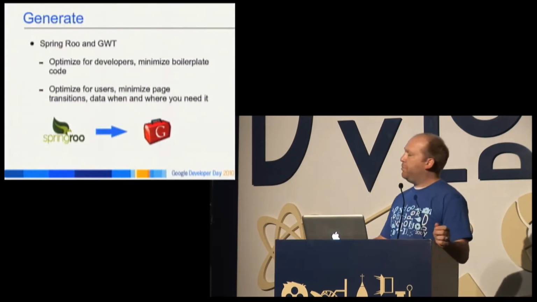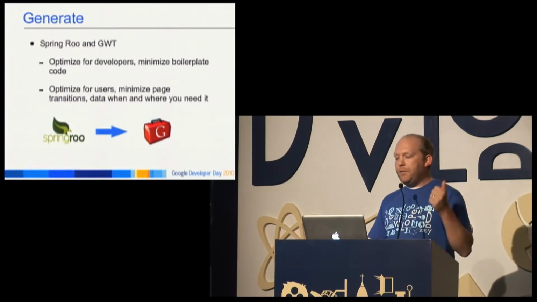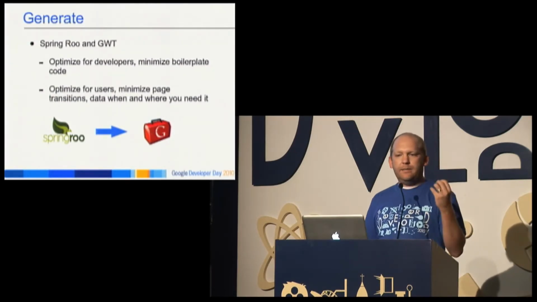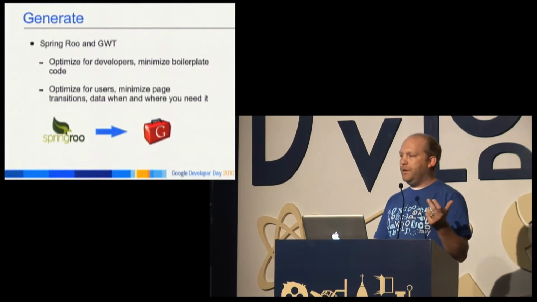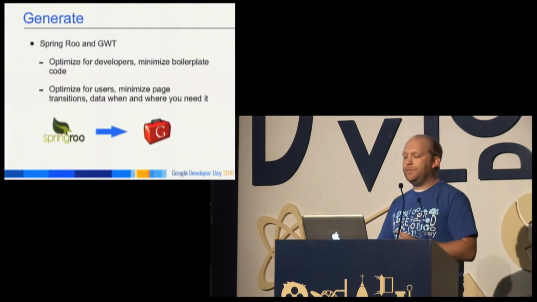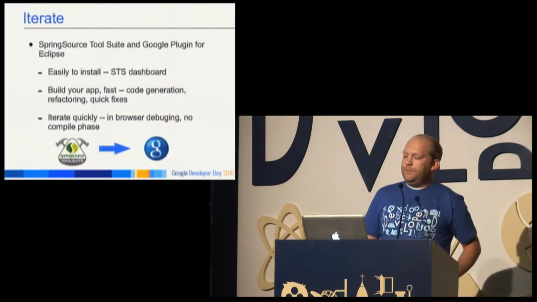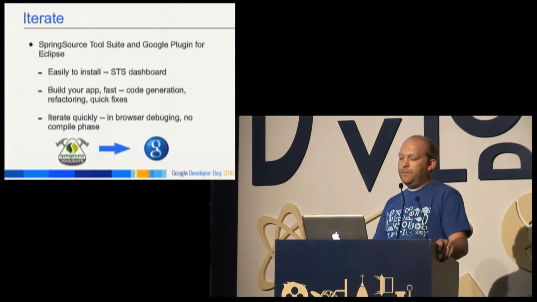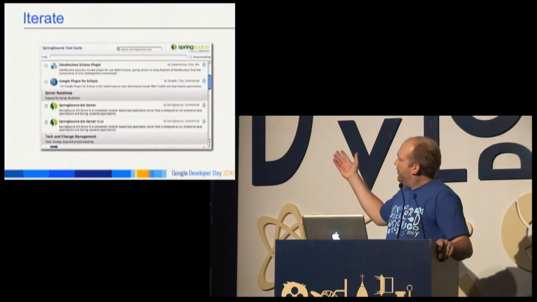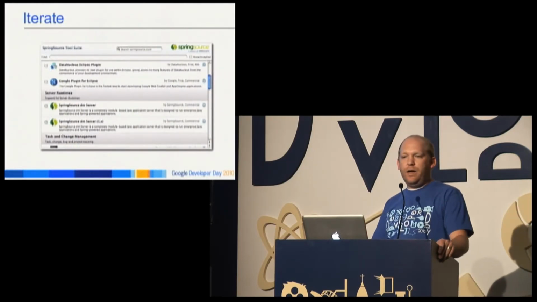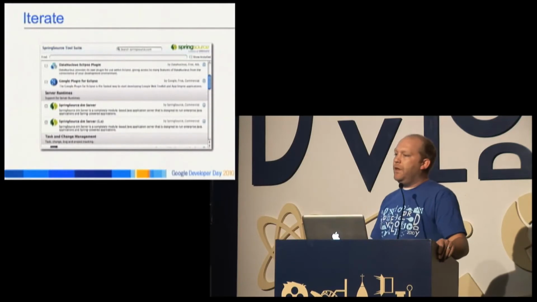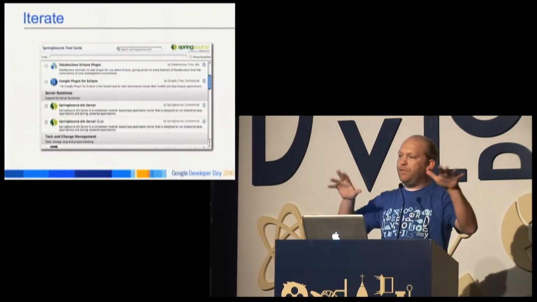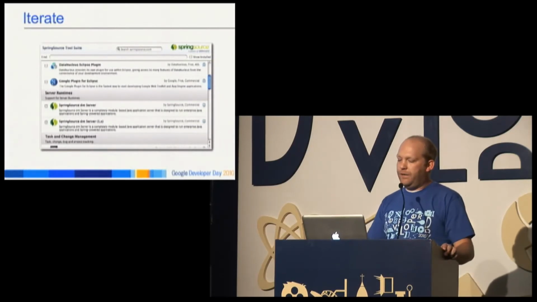So when you break it down, you've got Spring Roo and GWT. You want to optimize for developers, minimize boilerplate, and ultimately get that nice Ajax feel, so it feels like you're running a desktop application in your browser. When you want to iterate, and you've moved on in the cycle, use SpringSource Tool Suite and Google plugin for Eclipse to easily install. It's baked into STS, so if you download SpringSource Tool Suite when you leave, you'll have a dashboard where you can immediately get our tools to get started. So there's not a bunch of moving around to find some SDK and some plugin, it's just there.